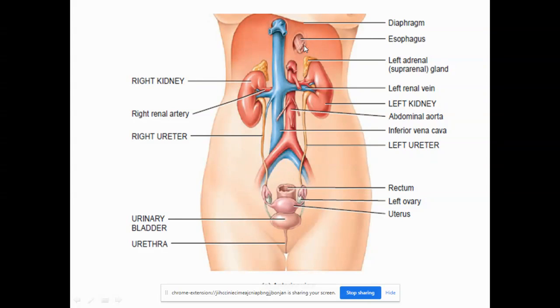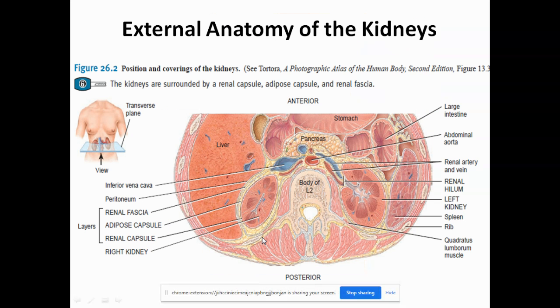This is the diaphragm, esophagus, and this is the renal gland, that is the adrenal or suprarenal gland. You can see the right and left kidney, the right and the left renal artery, and the right and the left renal vein, which flows into the inferior vena cava to the heart. You can see the right and the left ureter, which transports urine to the urinary bladder, and then the urethra, which eliminates the urine outside the body.